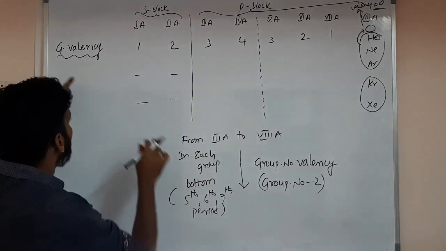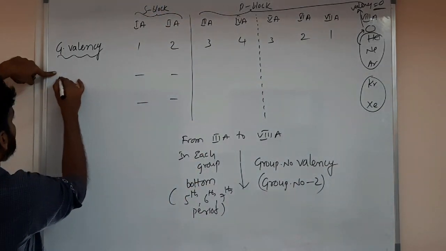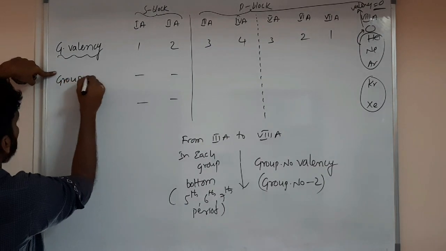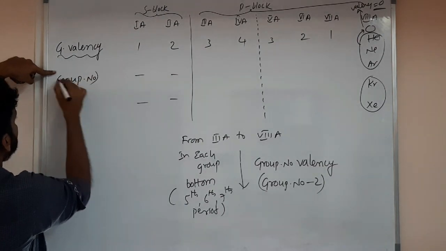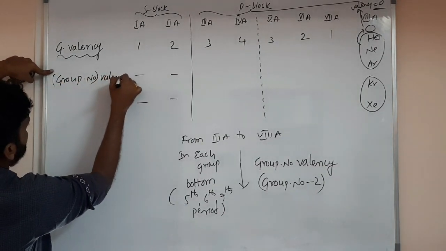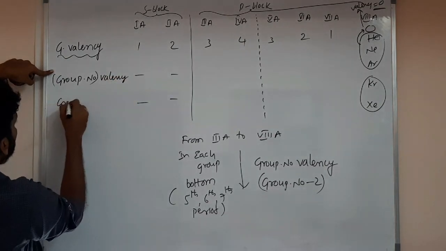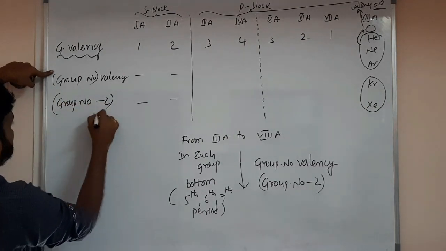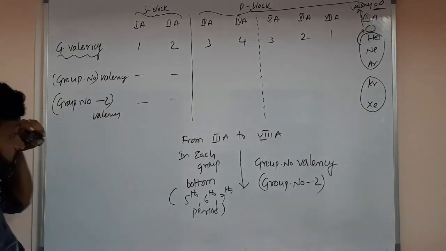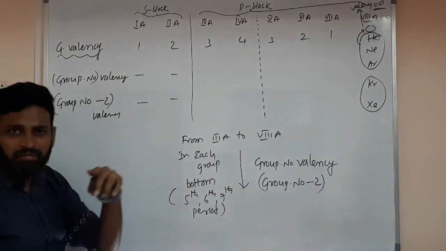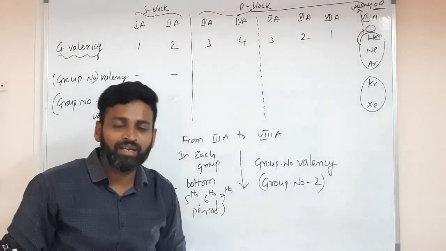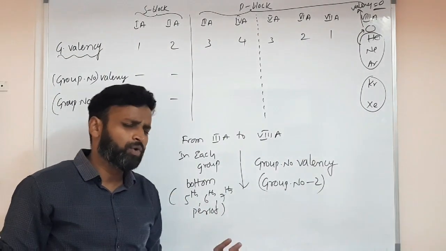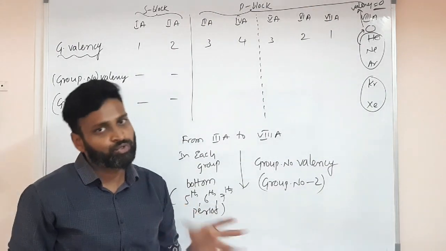So there are 2 more valencies as I said. One is group number valency and the other is group number minus 2 valency. There are 2 more valencies possible. So for 1A and 2A, nothing. Blindly we can follow: hydrogen 1, 1A group valency 1, 2A group valency 2.